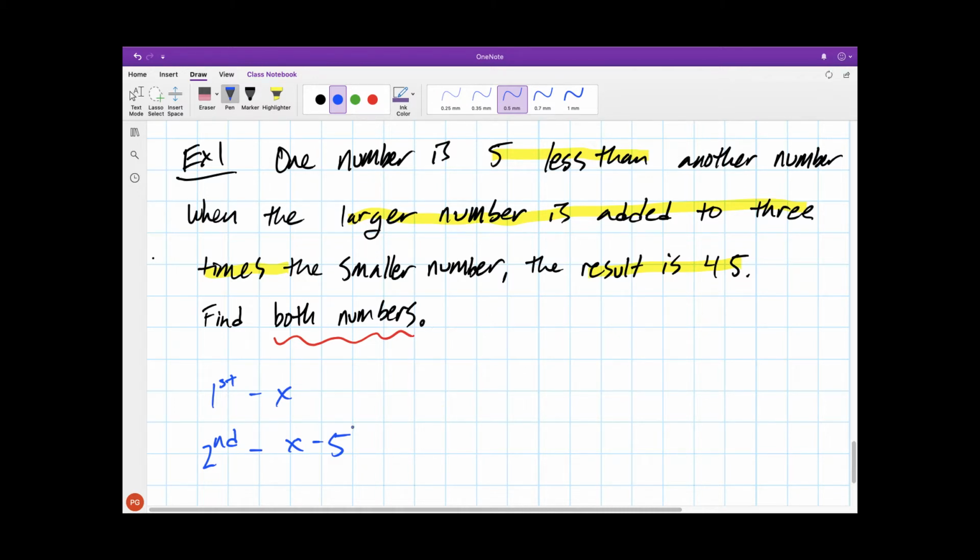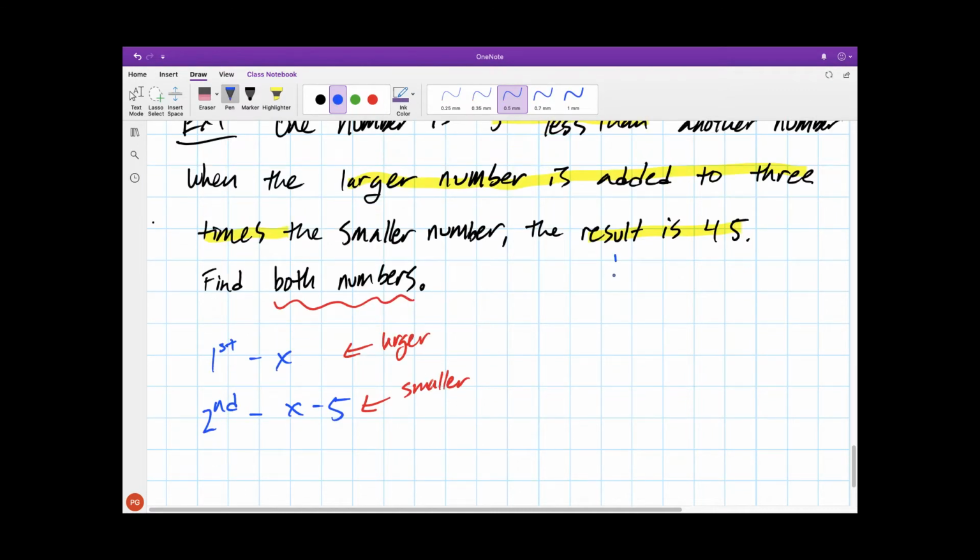Now we're told that the larger number is being added to 3 times the smaller number. So which of these is going to be larger? Well, it's going to be the first one here because our second one is being subtracted by 5. Anytime you see this word results, this is our equal sign right here. So a larger number is added to 3 times the smaller number. What does that look like as an equation? We have our larger number being added to 3 times our smaller number.